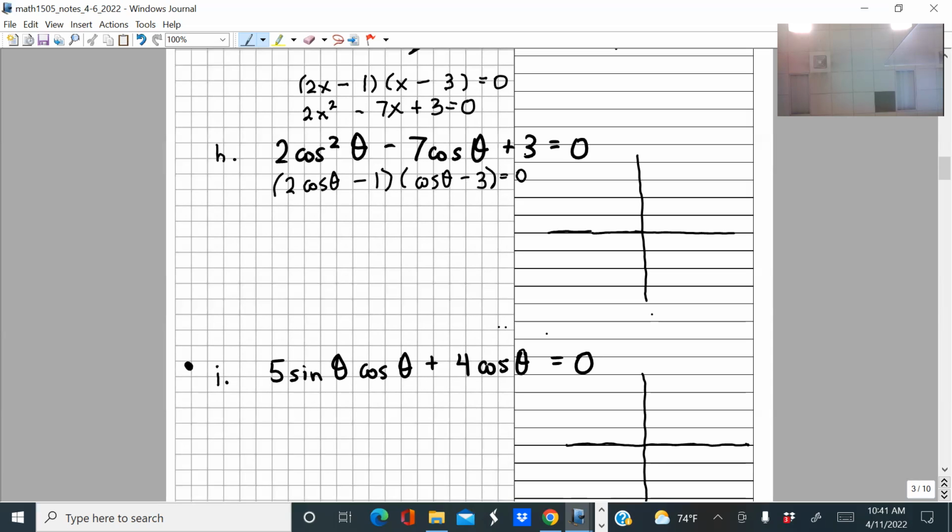And now you set the factors to 0, just like you do in algebra. So you get 2 cosine of theta minus 1 is equal to 0, or cosine of theta minus 3 is equal to 0. And now let's solve those 2 equations. I'm going to start with the second one first, because this one is very easy to solve. If you take the minus 3 to the right-hand side, you get cosine of theta is equal to 3.